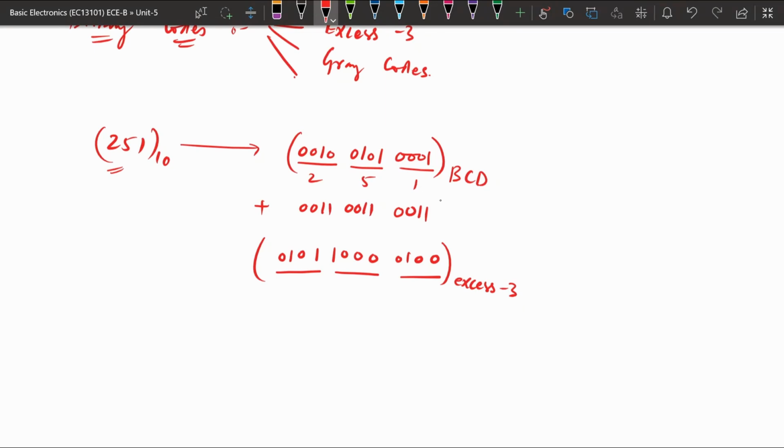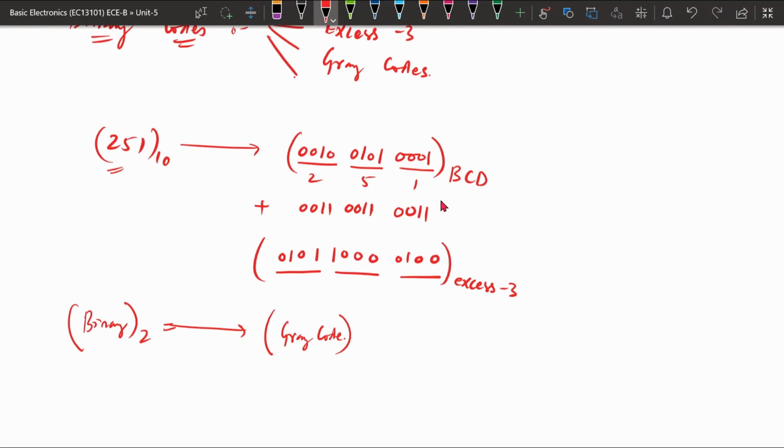And the next one is the gray code. The gray code is obtained from a binary number. So first of all we convert any number to binary, then we represent this binary number as gray code. I think you might have done gray to binary conversion in the basic electronics lab also.